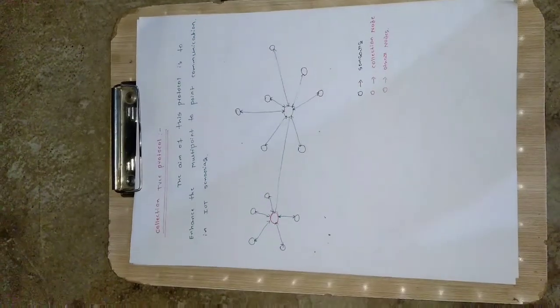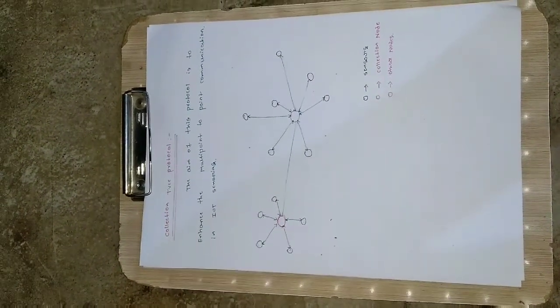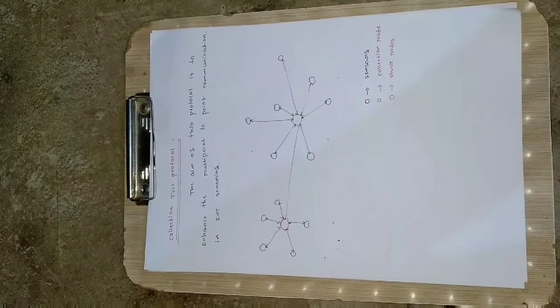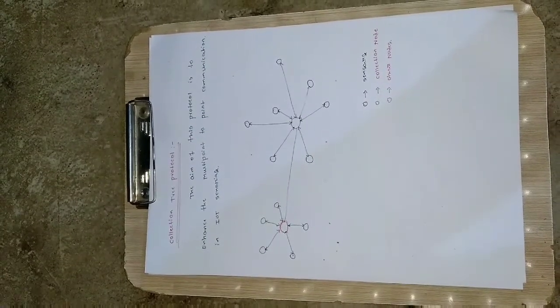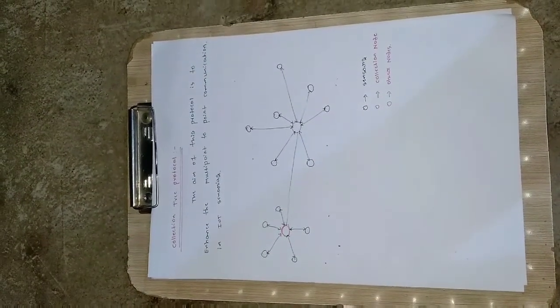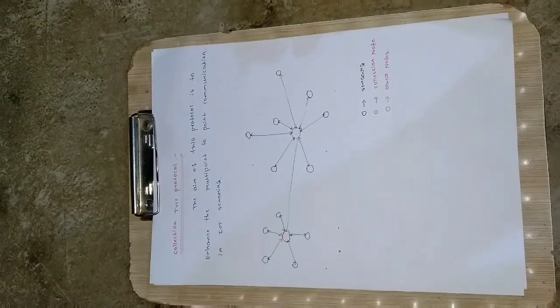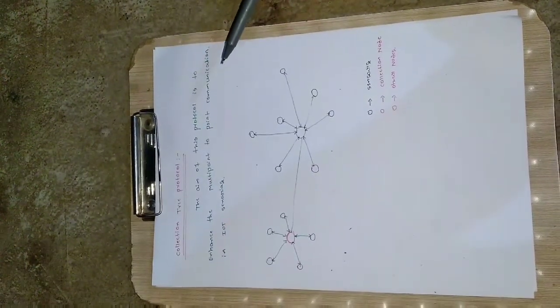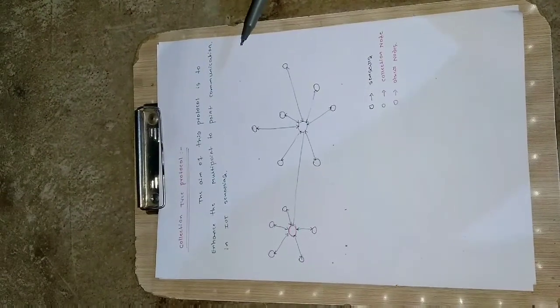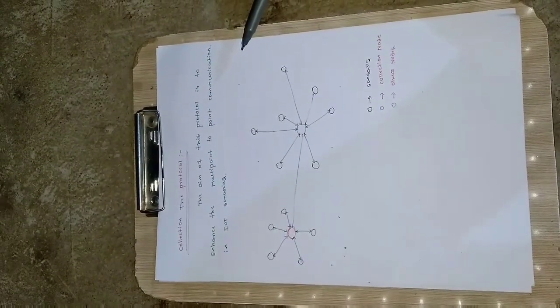So this is the last type of modified load ng protocol, that is called the collection tree protocol. So what is meant by this and where it can be used, we will see. So stick with me, this is the last one. The aim of this protocol is to enhance the multi-point to point communication in IoT sensors.